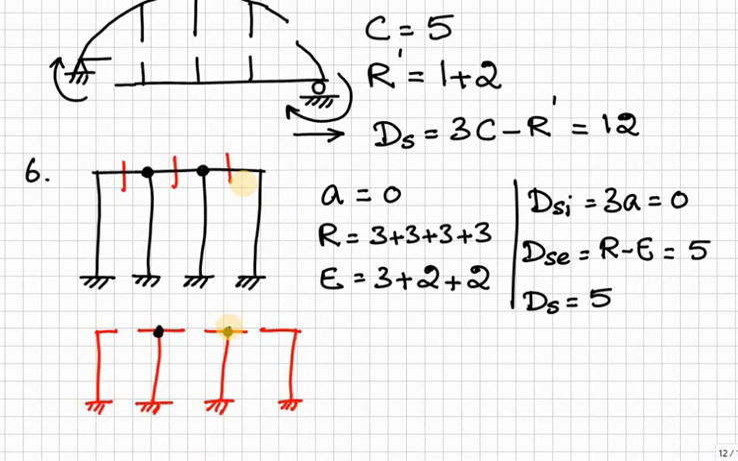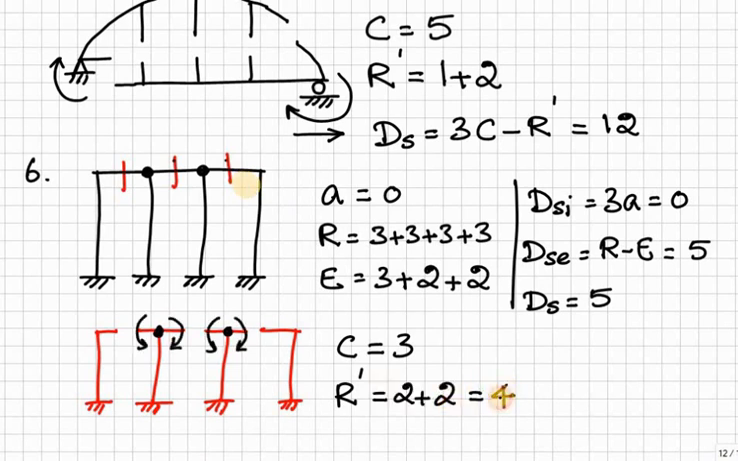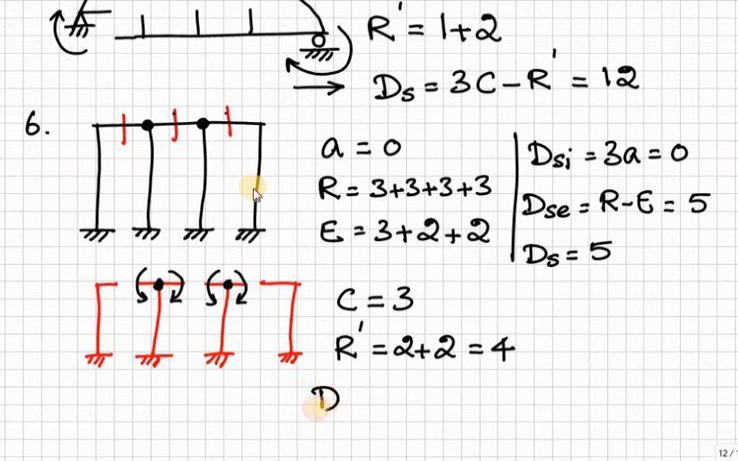So here C is equal to 3, capital R dash is equal to, so 2 plus 2, 4. Usually the arrow will be on the upper side, to prevent the falling down. Anyway. Therefore, ds is equal to 3 times C minus R dash, which is equal to 5.